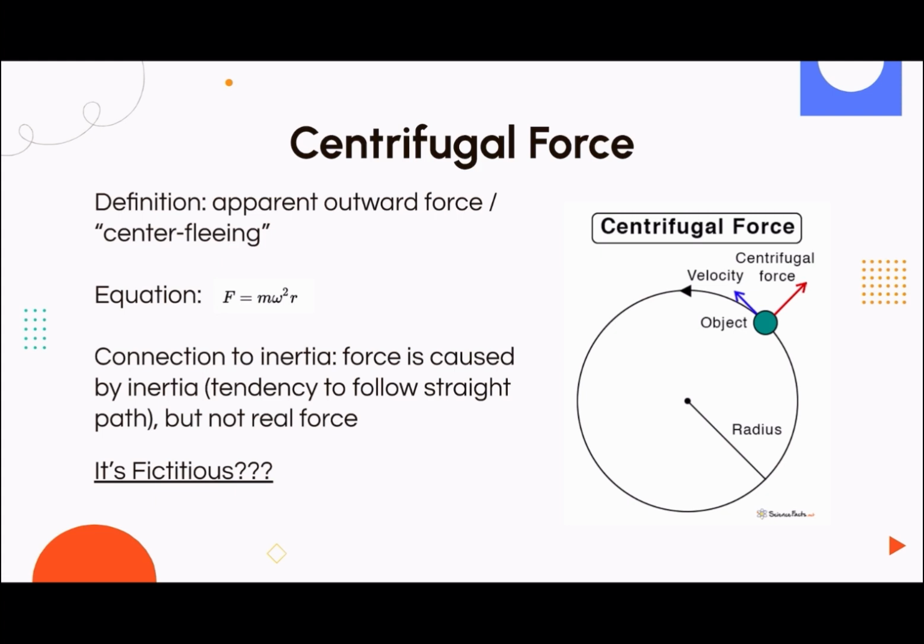It is important to note that centrifugal force is considered fictitious, which means it doesn't actually exist. The force that an object experiences moving along a curved path that pushes outward is actually a result of inertia that wants to continue in a straight line, resisting centripetal force acting toward the center.